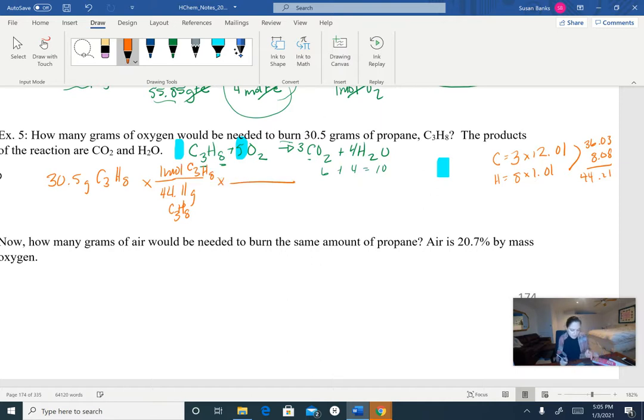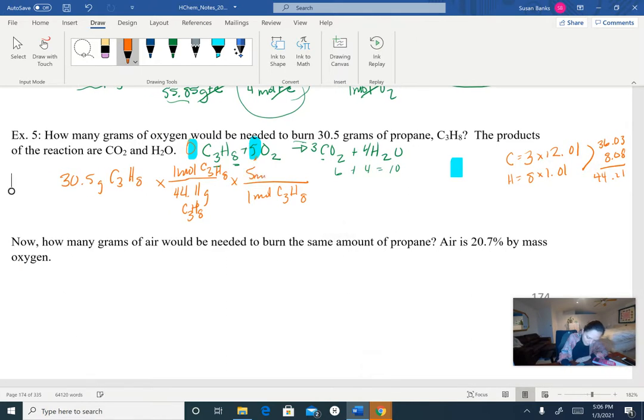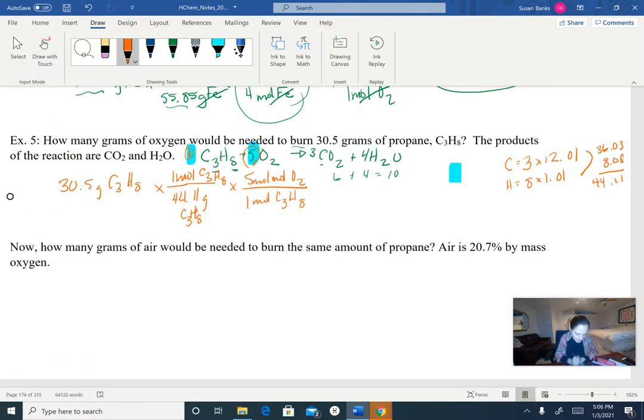in 1 mole of propane. Okay, so I've done the first step. I've done grams to moles. Now my second step is to go from moles of what I know into moles of what I want to know. So I'm going to grab this ratio right here. I have 1 mole of propane reacting with 5 moles, right? That 1 is implied, 5 moles of oxygen. Okay, so my moles of propane cancel, and now I have moles of oxygen.